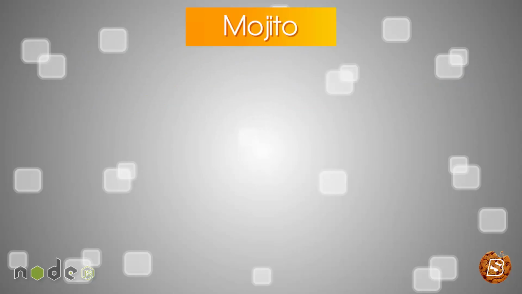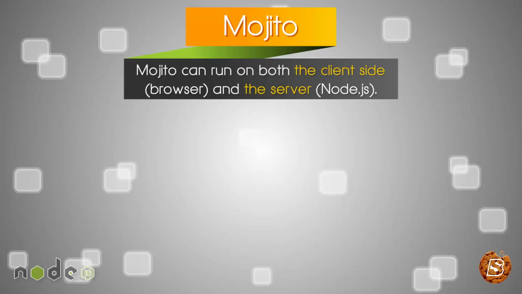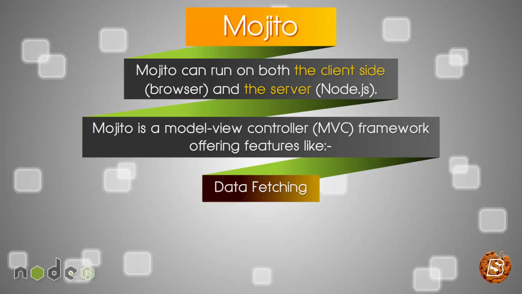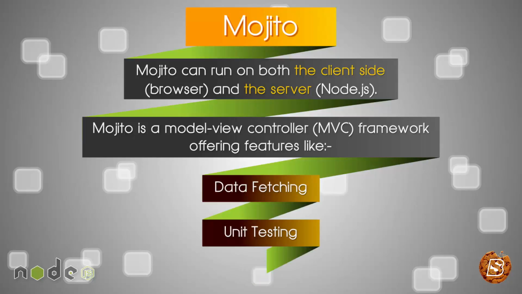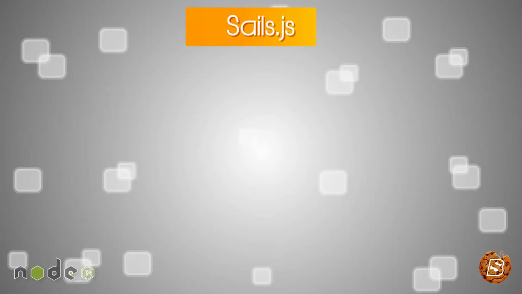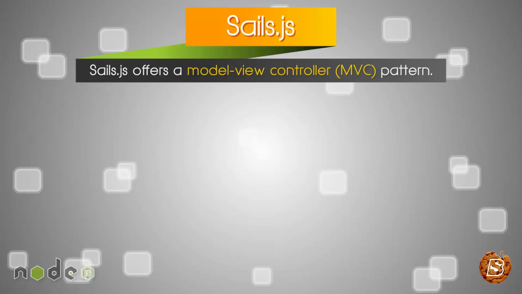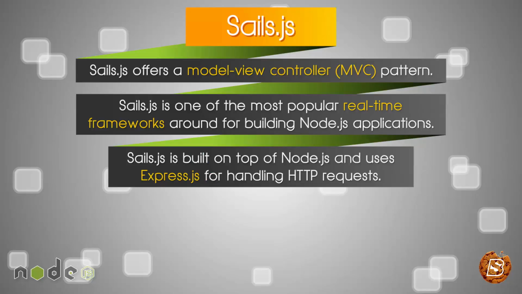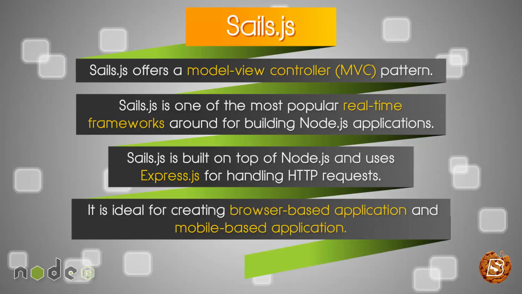Then we have Mojito. Mojito can run both on client as well as on server, and it's an MVC framework offering features like data fetching and unit testing. Similarly, Sails.js is also an MVC pattern framework and is one of the most popular real-time frameworks around for building Node.js applications. Sails.js is built on top of Node.js and uses Express.js for handling HTTP requests. It is ideal for creating browser-based applications and mobile operating systems as well.